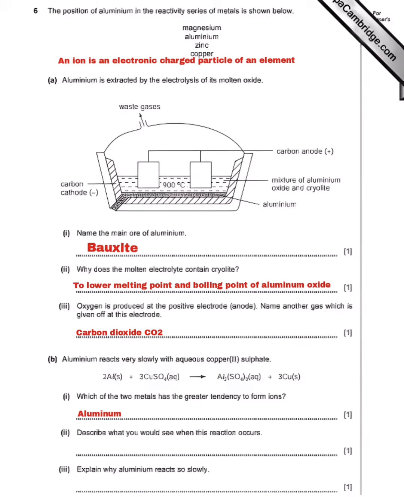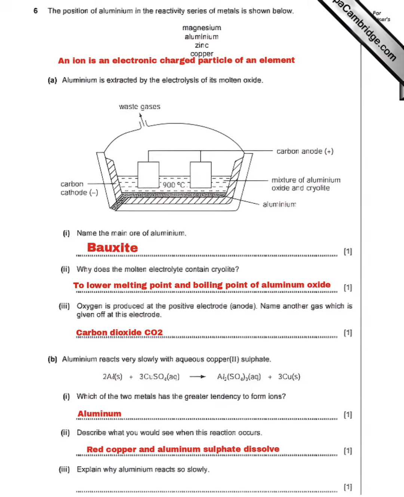Then Roman numeral number 2 is saying, describe what you would see when this reaction occurs. When this reaction occurs, what is going to be seen? Red copper. And aluminium sulfate is going to dissolve.